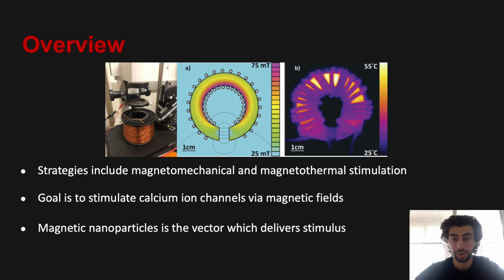So just a little bit of background. There are two main strategies used for the control of neurons: magnetomechanical stimulation and magnetothermal stimulation. As their name suggests, magnetomechanical stimulation uses magnetic nanoparticles to apply a small force on cell membranes, and magnetothermal uses magnetic nanoparticles to apply heat to the membranes. The ultimate goal of both strategies is to depolarize the neurons by activating calcium ion channels to open and allow for an influx of positive ions into the cell. Magnetic nanoparticles are the vectors that relay the stimulus, and the stimulus is delivered via an alternating magnetic field.